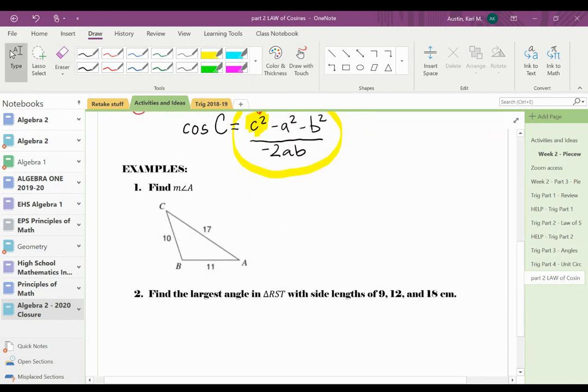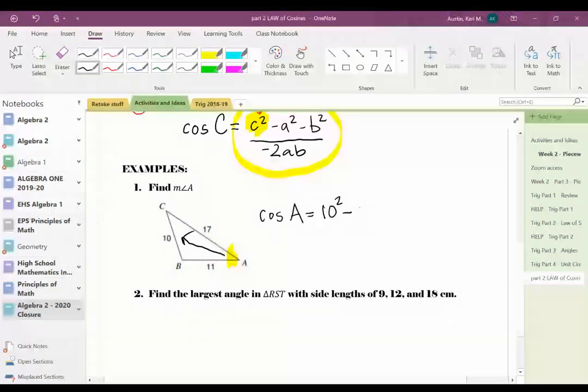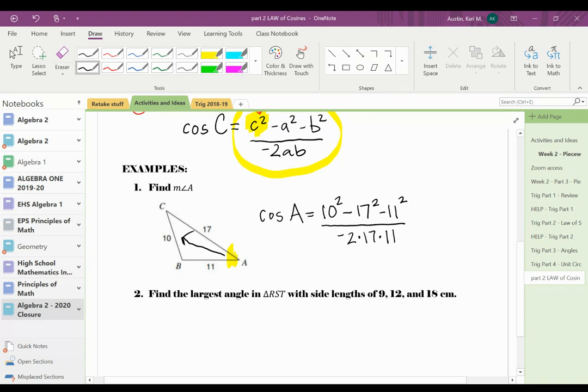It says, find the measure of angle A. So I've got my 3 sides, and I'm looking for this angle right here. So the cosine of A is equal to, whatever angle you're looking for, that side goes first: 10 squared minus, now it's just the other 2 sides. It does not matter which one you put first. 17 squared minus 11 squared, all over negative 2, and then you just drop these 2 down right here, times 17 times 11.